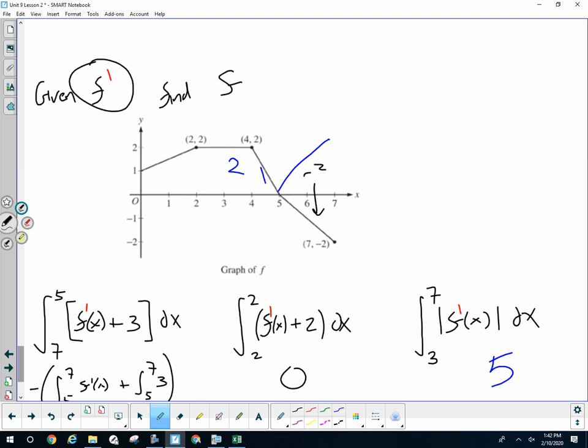I want you to find f of 5. Now, I want you to find f of 2 given f of 5 is 3. How would you do that? This is probably the most important question that we're doing all lesson, because it's a review question.